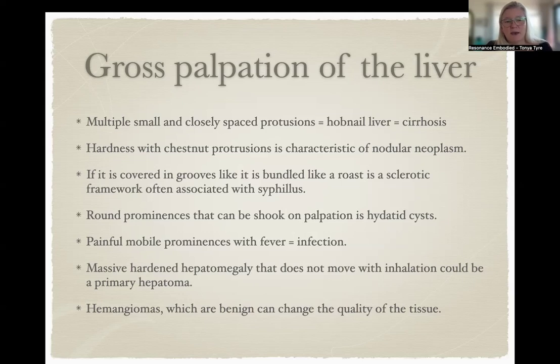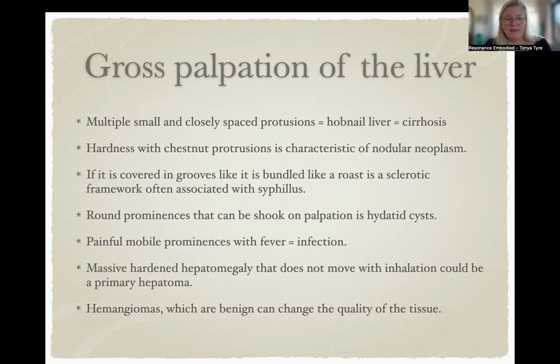Massive hardened hepatomegaly, when it just feels like the liver's like a brick or a big chunk of it's a brick, you're probably dealing with a primary hepatoma. Inhalation will be difficult. When you're working with tracks through this area, you really can't get through it. You can't establish continuity. I have seen a case like this and I didn't know what it was. Then lo and behold, the person was diagnosed with a primary hepatoma and died within 4 weeks. So when you see this, you probably need to refer out so that it gets checked out.